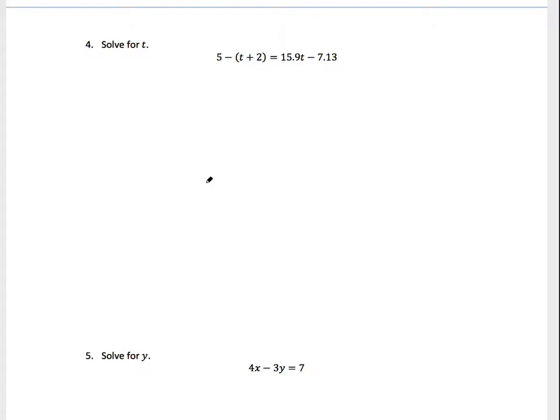Let's take a look at another problem that's very similar to problem number 3. So again, here we're given a linear equation and we're asked to solve for t. This problem is very similar to the last problem. We have to take care of this negative sign, distribute it to each term inside the parentheses. And you can think of this as -1, right? So even though we don't see it there, the coefficient in front of this quantity, t plus 2, is -1. So let's distribute that -1 to each term inside the parentheses.